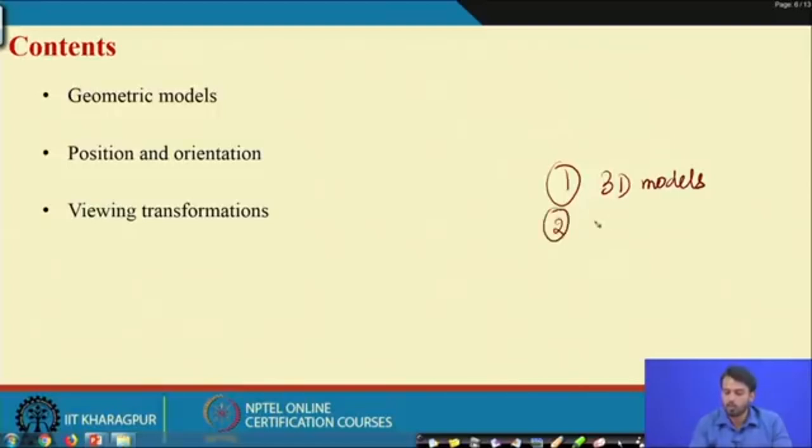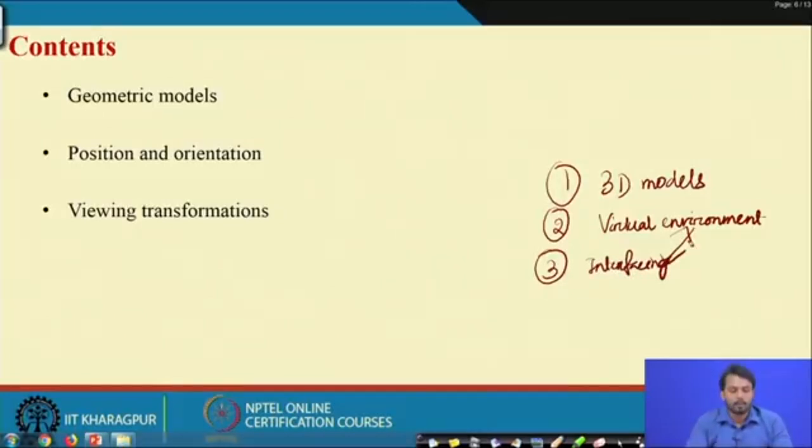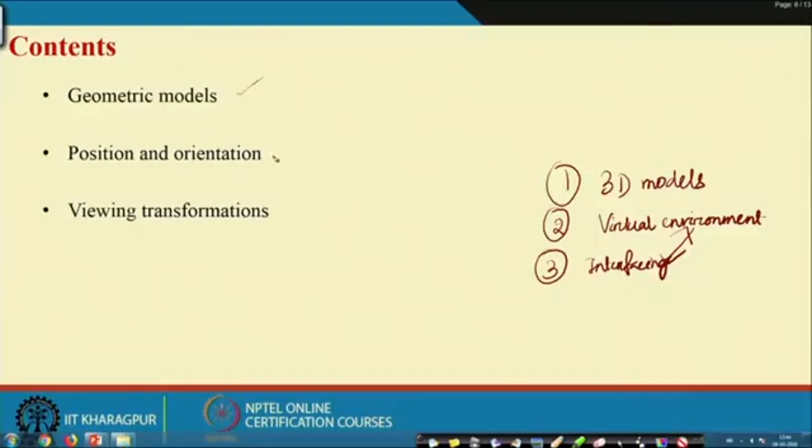Second is incorporating these 3D models into a virtual environment, meaning the development of a virtual environment. And the final one is the interfacing between the user and the developed virtual environment. So, from knowing the 3D models, virtual environment and interfacing, we should know how the mathematical background is taken care of in different models. For that we should know the geometric models along with position and orientation along with the various types of transformation.